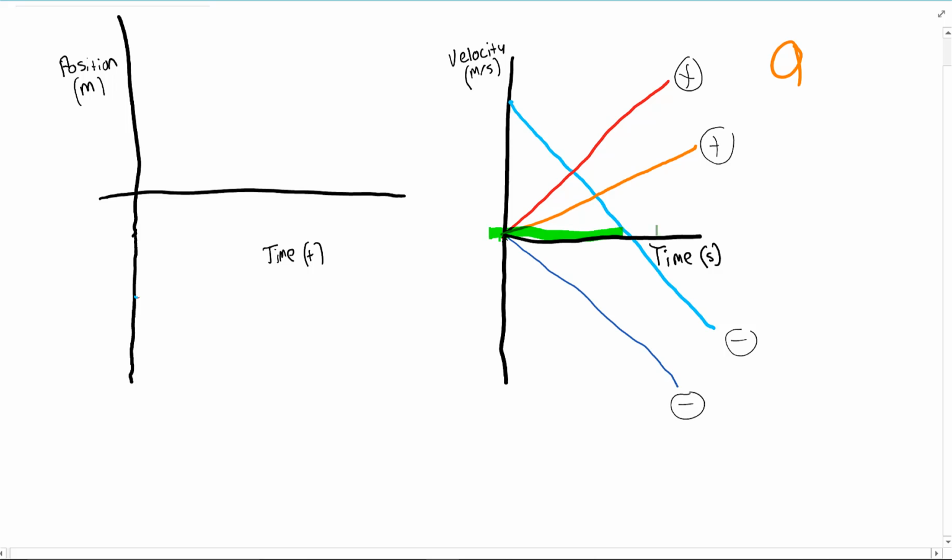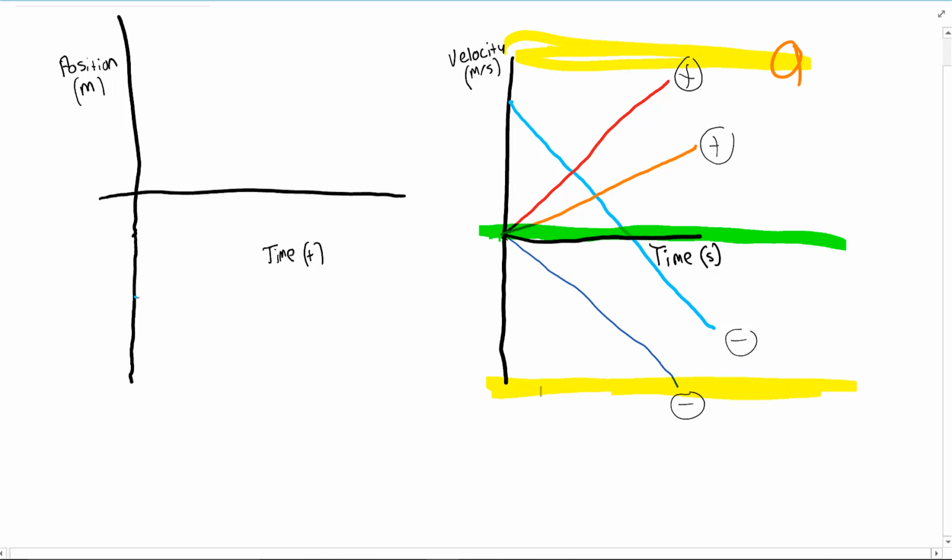This is zero velocity, this line right here. So if you are getting closer to the zero velocity line, you're slowing down. If you're getting farther away, so you're moving up here or you're moving down here, then you're speeding up. So for example, this red line is speeding up because it starts here and it is leaving this zone next to the 0. This orange one, similarly, is leaving the zone next to the 0, so it's speeding up. This blue one is also speeding up because it starts close to the 0, but it ends far away from the 0.